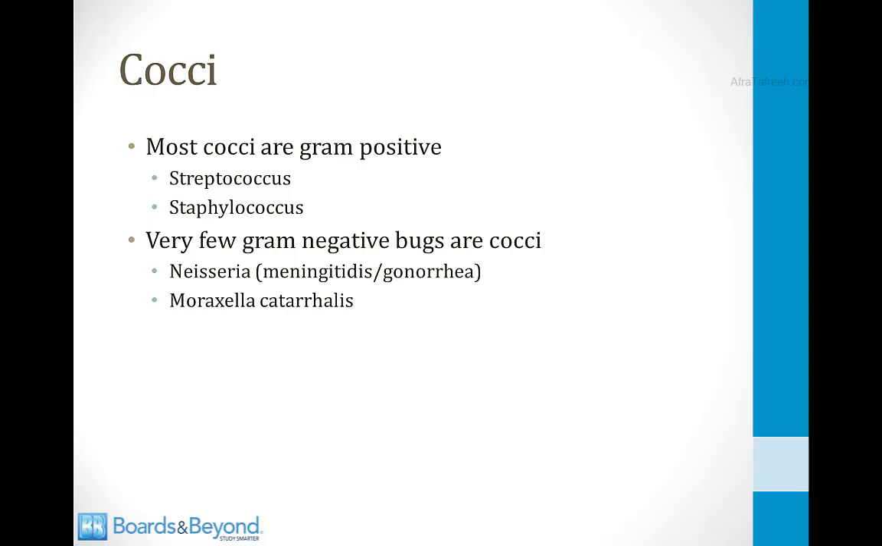Here are some rules of thumb about cocci that may be helpful to you. Most cocci are gram-positive. We're going to talk about the gram stain in a few slides, but for our purposes here, just know that bacteria can be divided into gram-positive and gram-negative bacteria. Most cocci are either strep or staph, and these are gram-positive bugs. Very few gram-negative bugs are cocci. There are only a couple that are. Neisseria, either meningitis or gonorrhea, are gram-negative cocci. And then another bacteria called Moraxella is also gram-negative. But in general, when you hear about cocci, usually it's going to be a gram-positive bacteria.